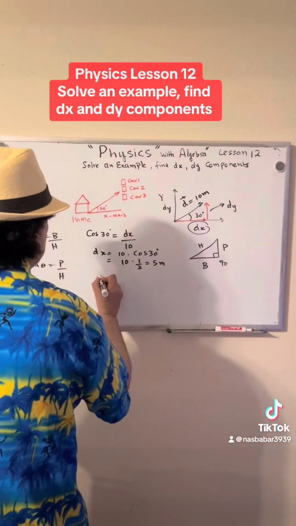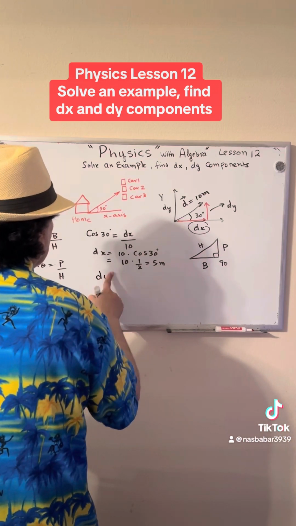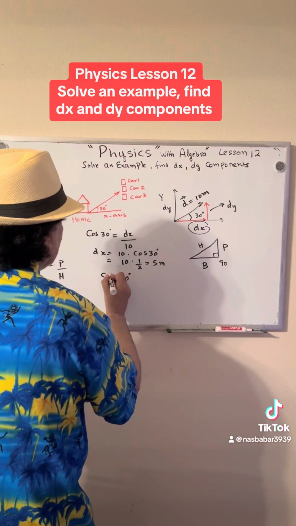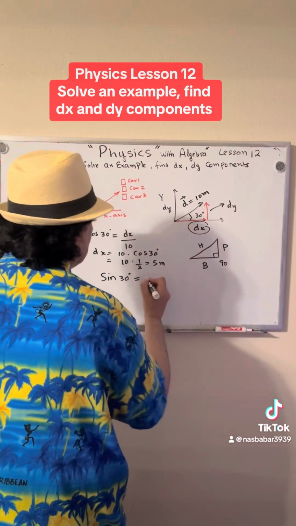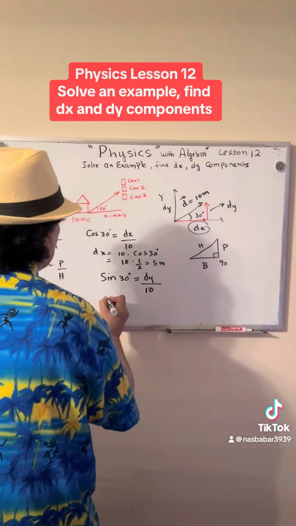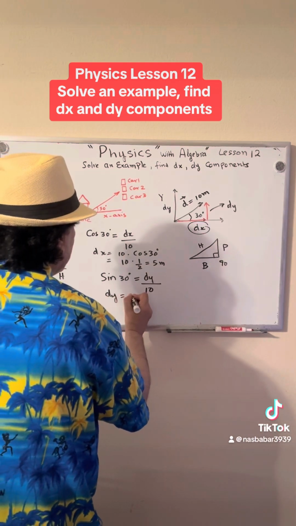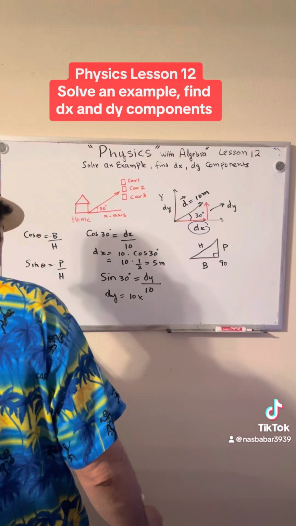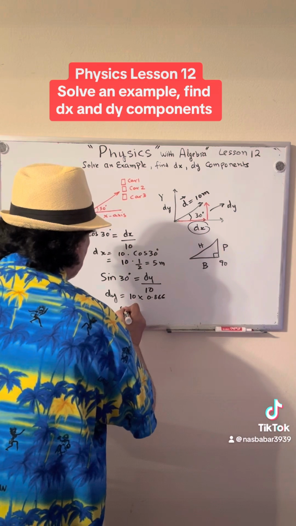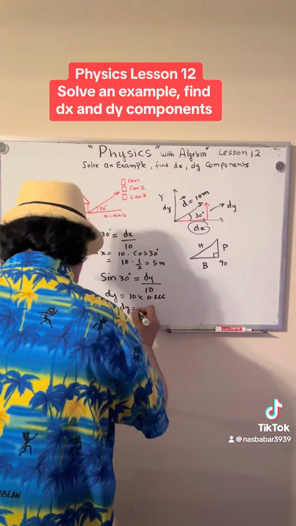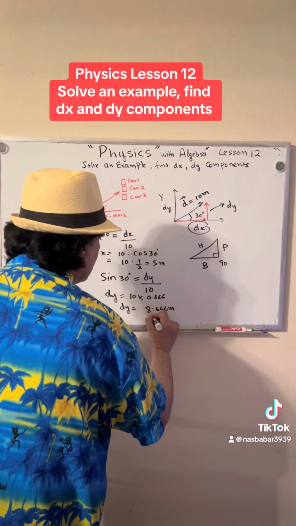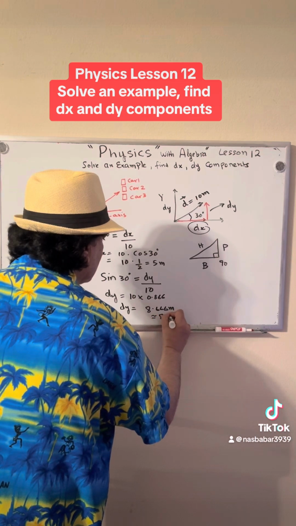So I can say sine of 30 degrees is equal to perpendicular over hypotenuse, which is dy over 10, and then I solve for dy. 10 multiplied by sine of 30 degrees is 0.866. So then dy is equal to 8.66 meters. Almost, you can say 8.67 meters.